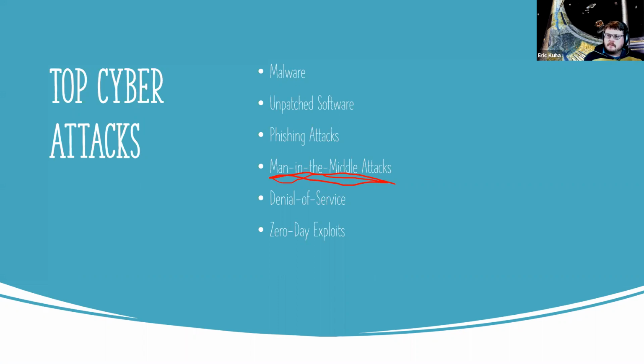They know those two people's IP addresses at least. They know how long this communication is. They know how much data is being transmitted. So there is some information that you can get with a man-in-the-middle attack.